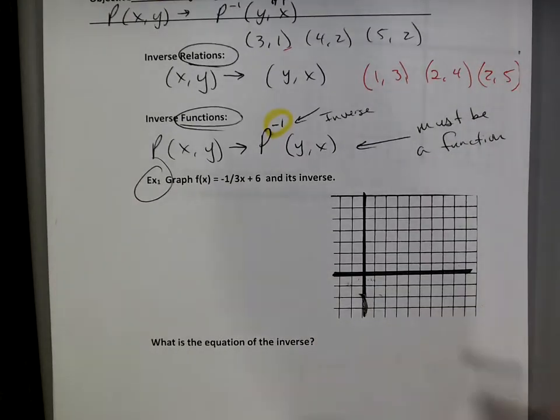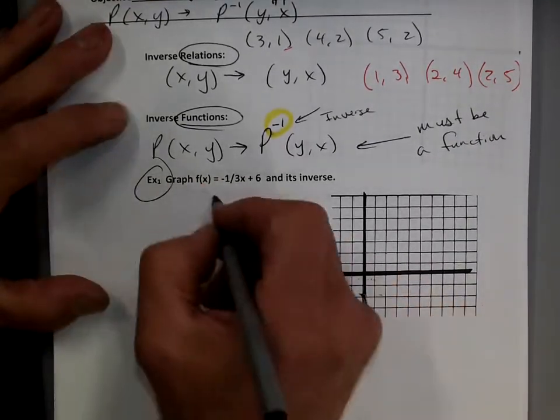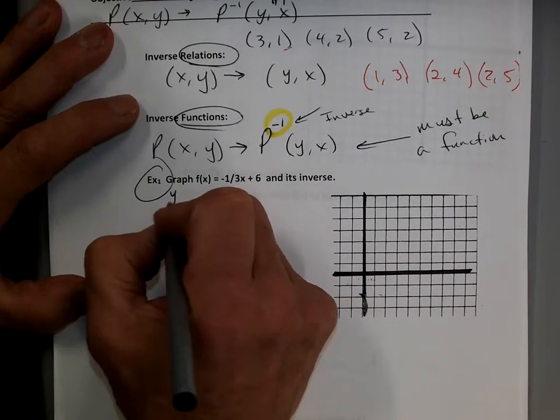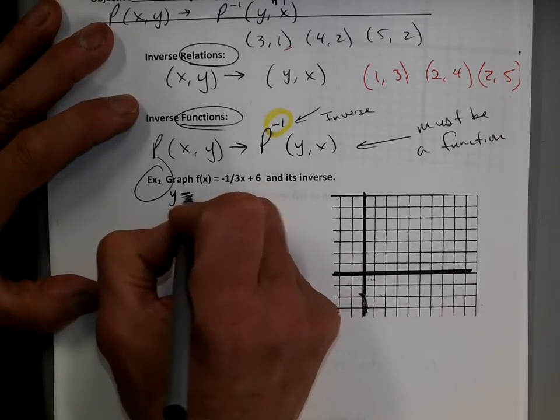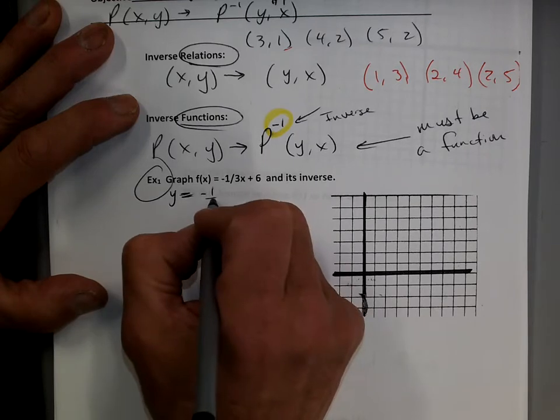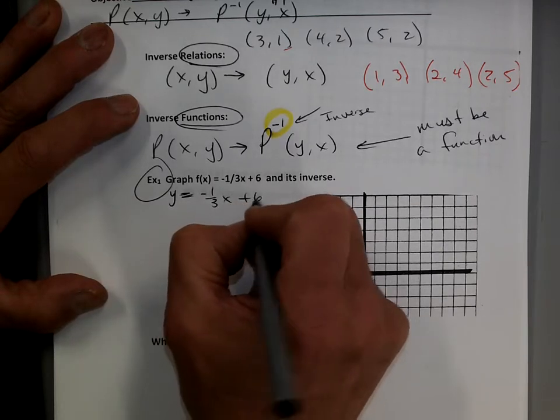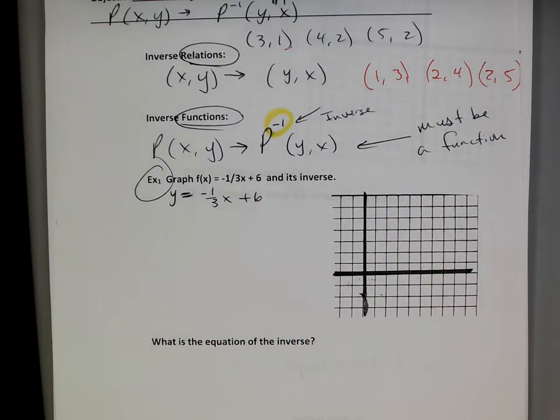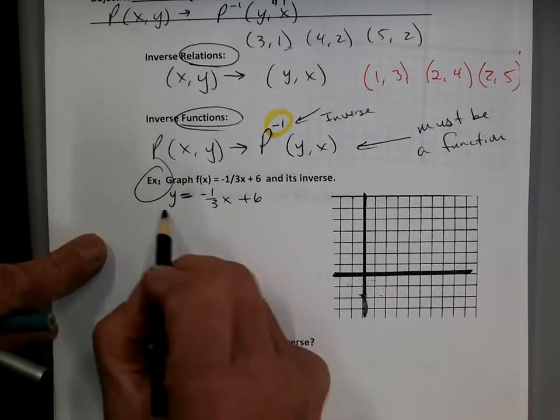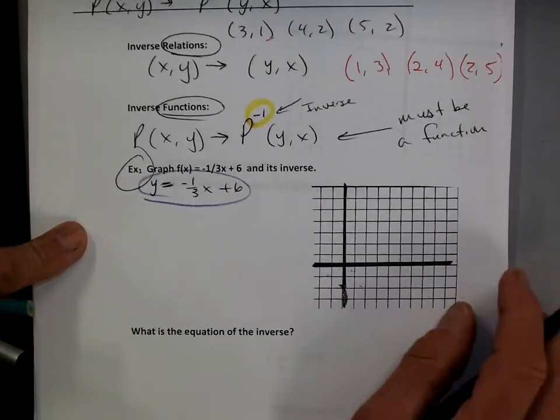Okay, so start with f of x, which is the same thing as y. So we'll have y equals f of x, and y means the same thing. y is equal to negative 1/3 x plus 6. And I'm going to graph that. That's not going to be too hard to graph. I'm going to try and use different colors, it's going to help me out. So I'll graph this one in purple. Okay, so I'll start at 6.